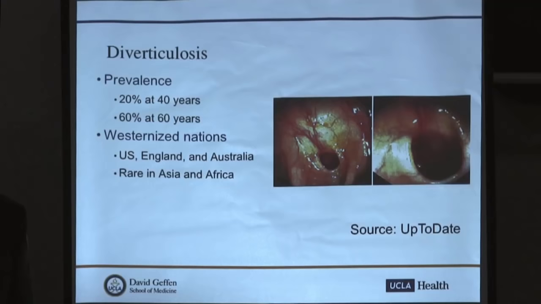The prevalence of diverticulosis is about 20% at 40 years of age. So 20% of our population has diverticulosis at 40 years of age. And then it actually increases to 60%. So more than half of all patients at 60 years of age have some diverticulosis. It's more common in westernized nations. So countries like the US, England, Australia, it's very common. It's actually rare in Asia and Africa.